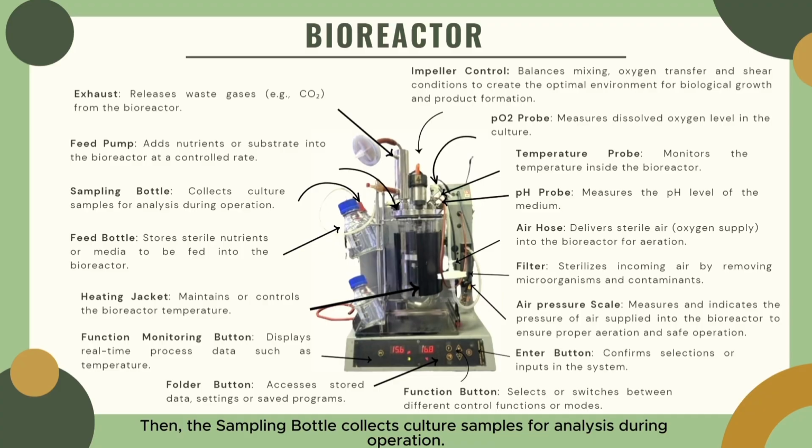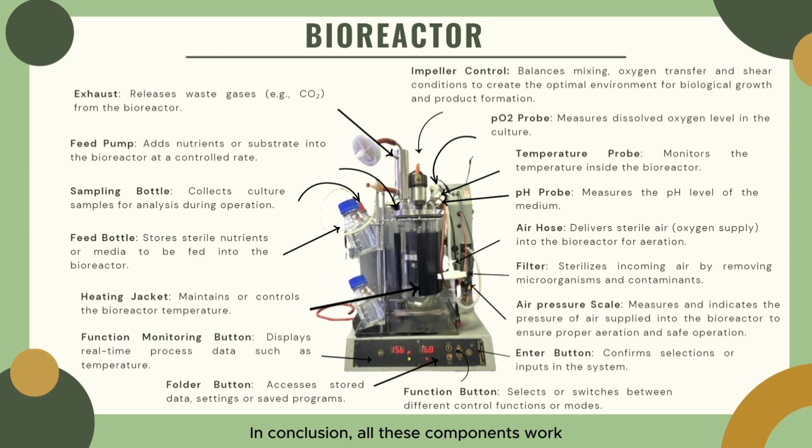Then, the sampling bottle collects culture samples for analysis during operation. Next, the feed bottle stores sterile nutrients or media to be fed into the reactor. Lastly, the heating jacket maintains or controls the reactor temperature. The Function monitoring button displays real-time process data such as temperature. In conclusion, all these components work together to maintain suitable conditions inside the bioreactor for efficient biological growth and product formation.